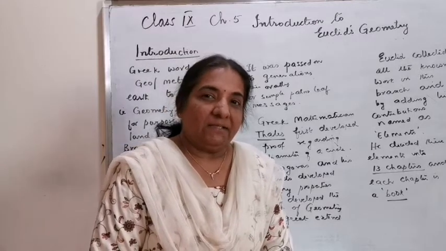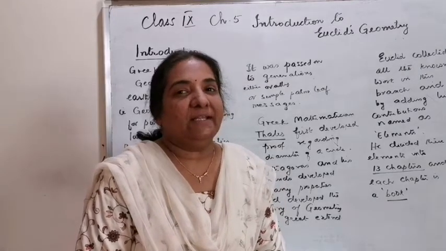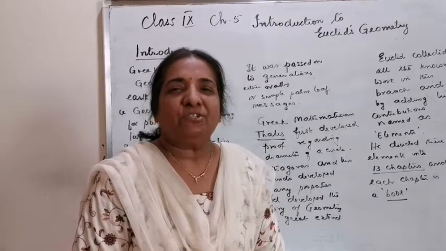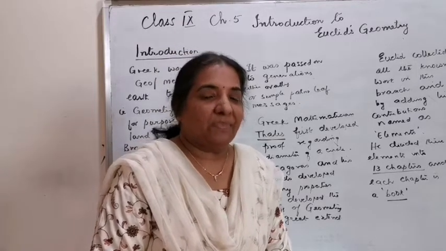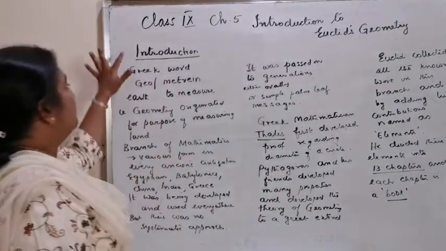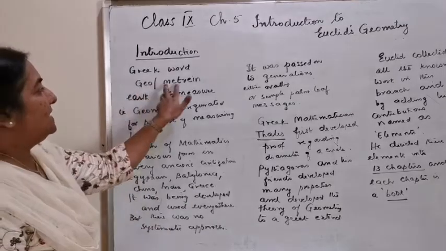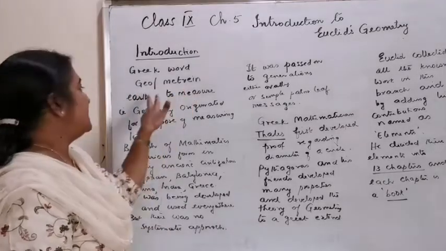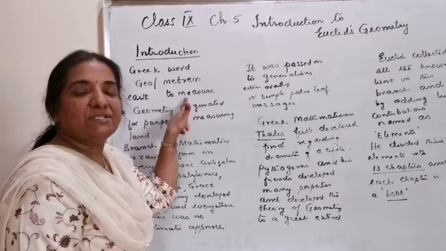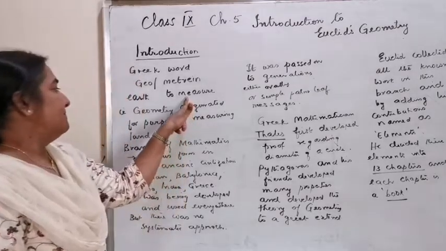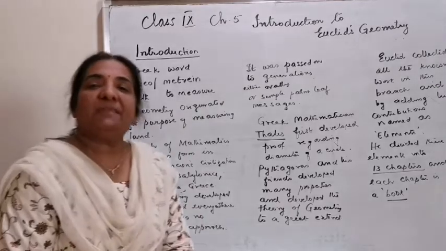That is a description of the mathematicians who have worked on it and the development of geometry to reach this stage. The introduction part: it is a Greek word, geo and metrain, where geo means earth and metrain means to measure. That is, geometry originated for the purpose of measuring land.